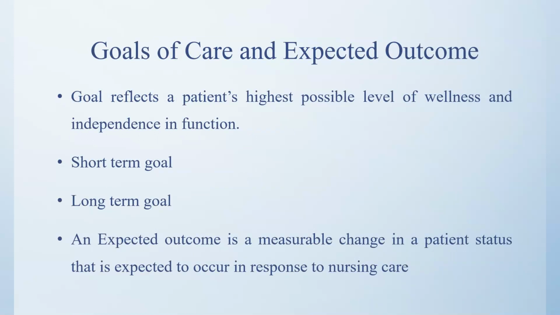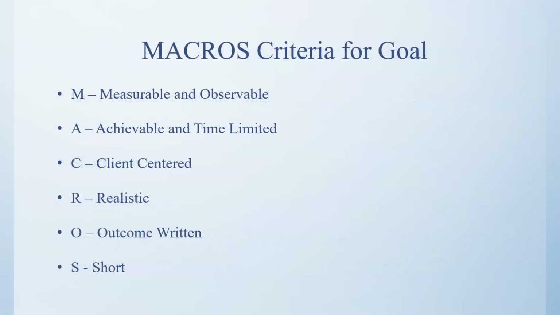The goals of care and expected outcome. So goal reflects a patient's highest possible level of wellness and independence in function, and the goal could be a short-term goal or a long-term goal. And an expected outcome is a measurable change in a patient's status that is expected to occur in response to nursing care.